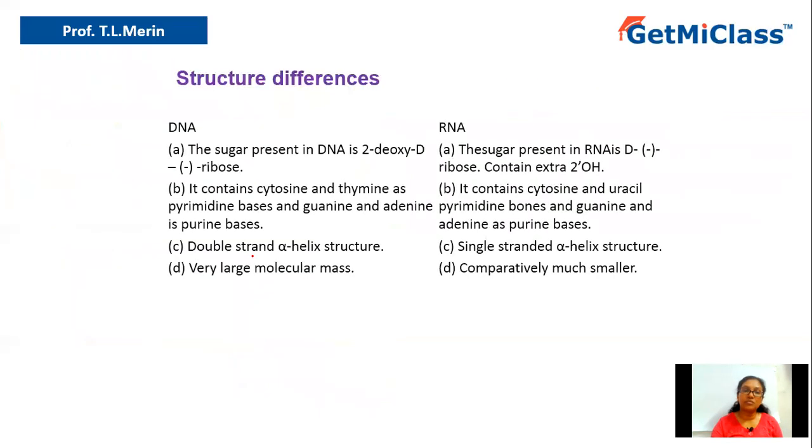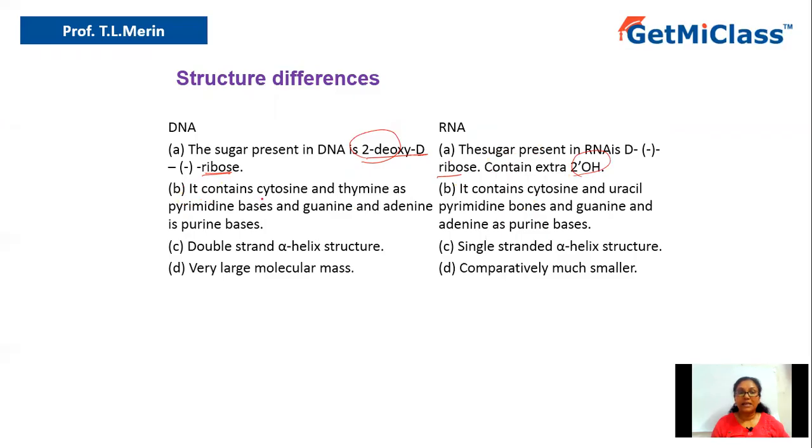Now, what are the structural differences between RNA and DNA? I have already told you that the sugar present in DNA is 2-deoxy-D-ribose. That means it is devoid of an oxygen at the 2' position in its ribose sugar. Whereas in case of RNA, it consists of ribose sugar, and an extra OH group is present at the 2' position.